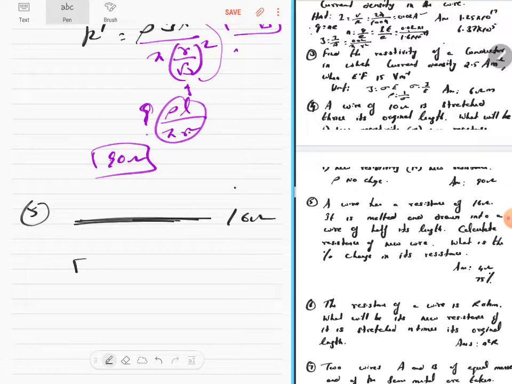So you are making it into half the length, because it automatically becomes thicker, the same volume when you melt. So making it half the length. Calculate the resistance of the new wire. What is the percentage change in its resistance?